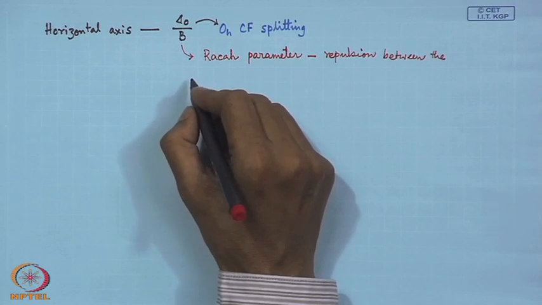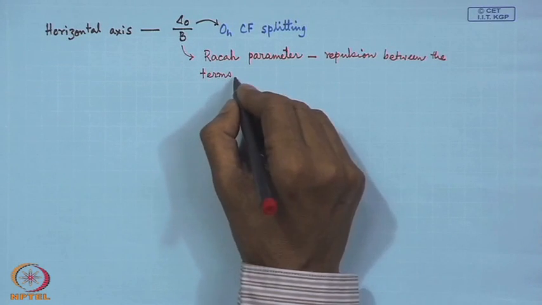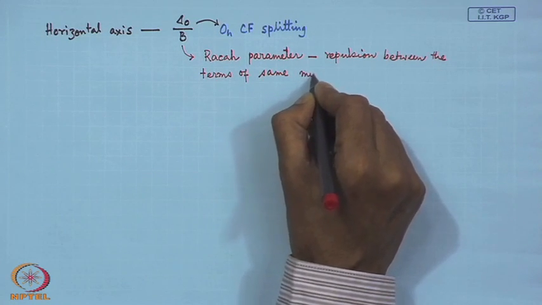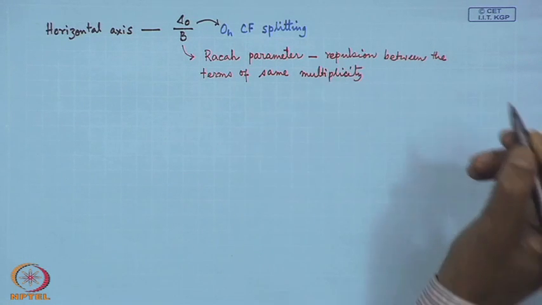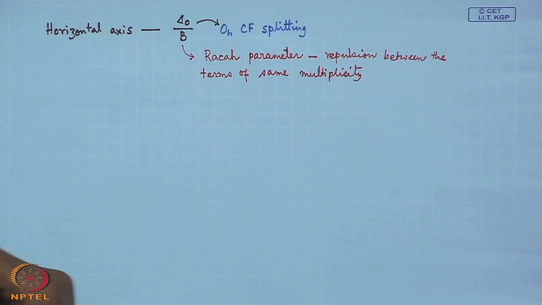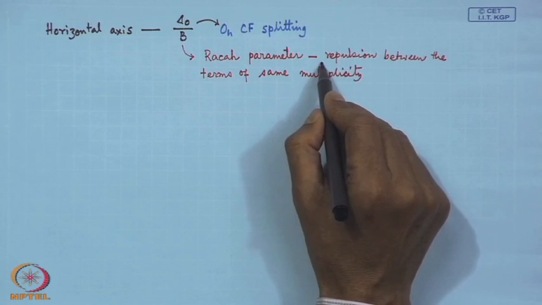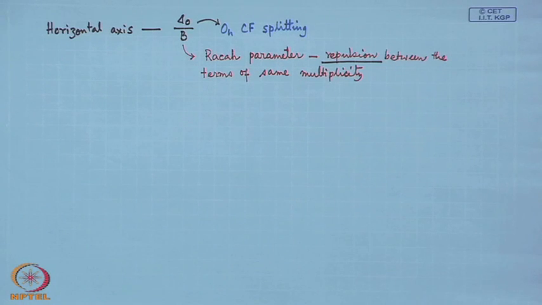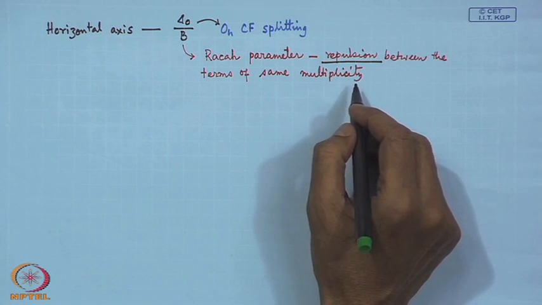of the same multiplicity. So, that we have seen in the case of the Orgel diagram, how one particular term is deviating. So, if there is repulsion, we will not have some crossover for that particular term, and we basically try to deviate the corresponding thing.